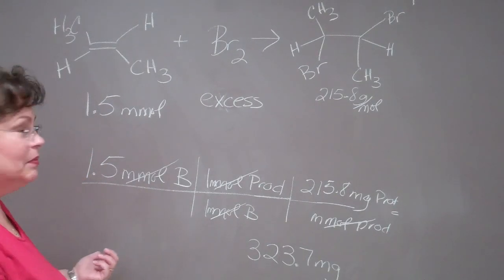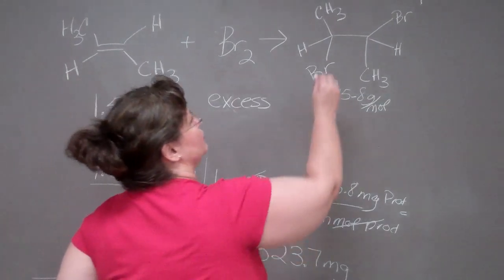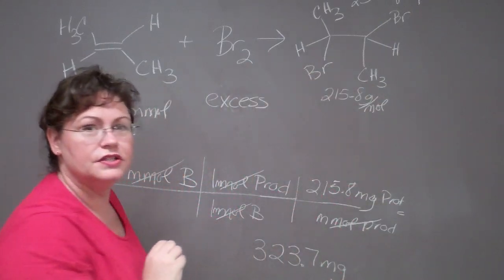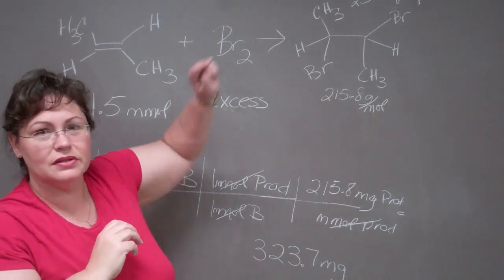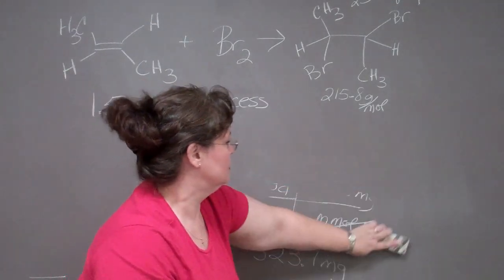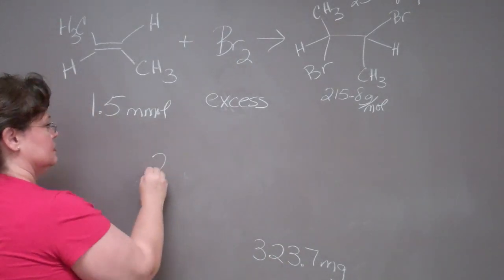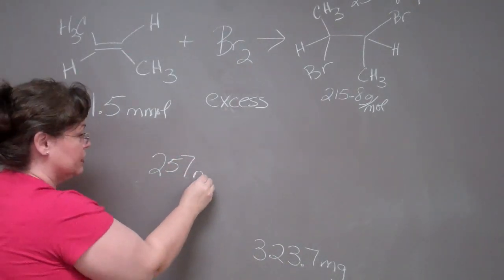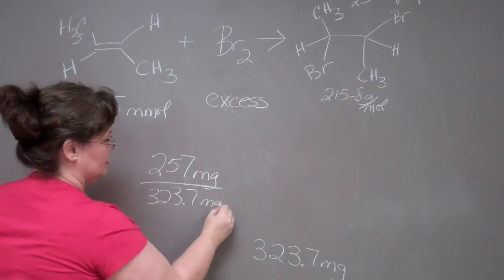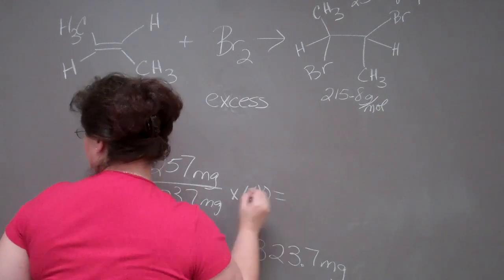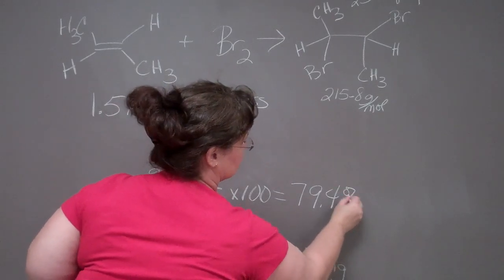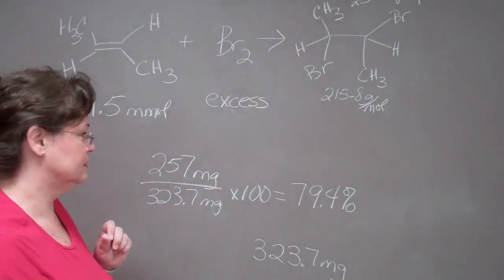We isolated in lab 257 milligrams. So since we isolated that and we weighed that out, that's our actual yield. Percent yield is going to be actual divided by theoretical times 100. Doing this math is going to give us 79.4% yield.